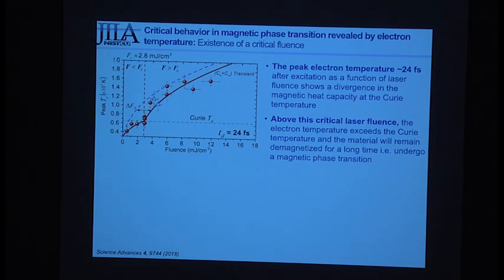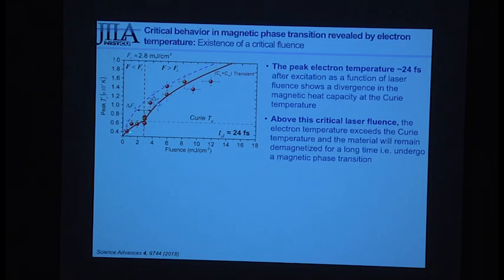But this was the measurement that really gave a clue as to the mechanism. From our photoemission data, we could measure the exact electron temperature by fitting the Fermi edge, and then plot that as a function of laser fluence. We're plotting the peak temperature, and this is the Curie temperature for nickel. We're plotting this 24 femtoseconds after we irradiate the material with the laser, and you get this kink.